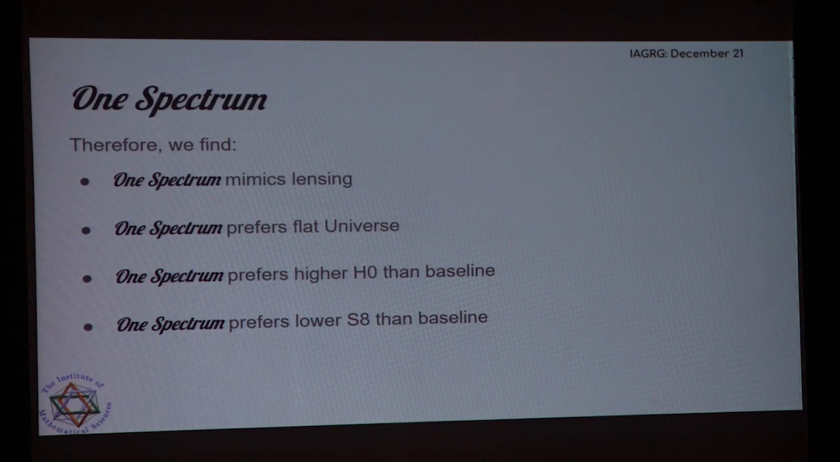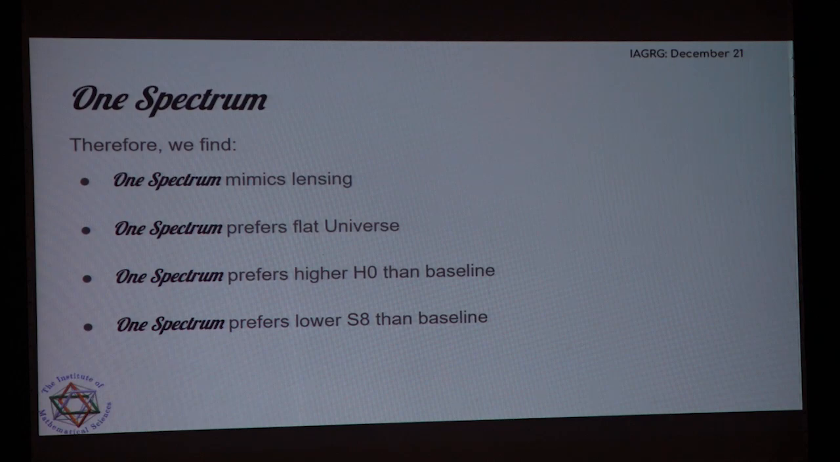So what does one spectrum give us? The one spectrum that we have is to mimic lensing. One spectrum is to prefer a flat universe. This one spectrum prefers a higher H naught than the baseline, and at the same time it has a lower S8 than the baseline. Okay. So this is a common solution to almost all the problems. As I said, the H naught problem is reduced, it is not completely solved, but if you have this spectrum, it does not aggravate one problem while reducing another.